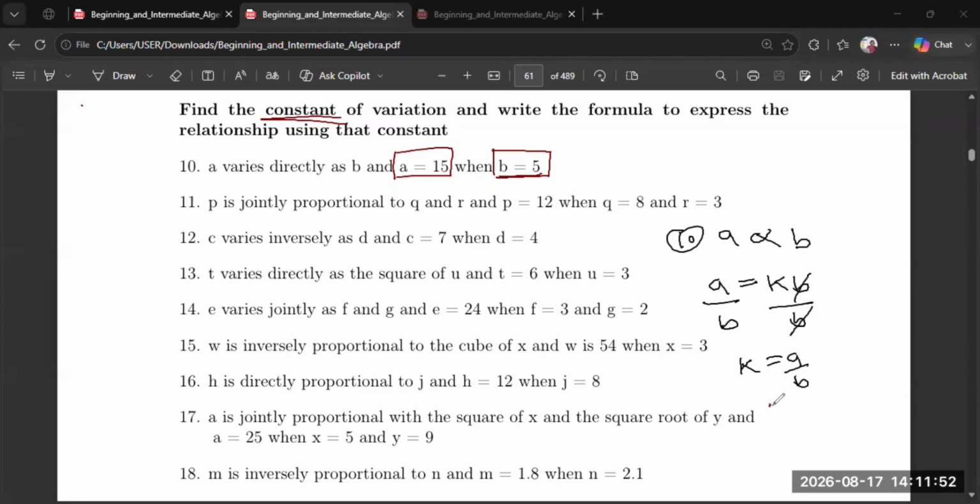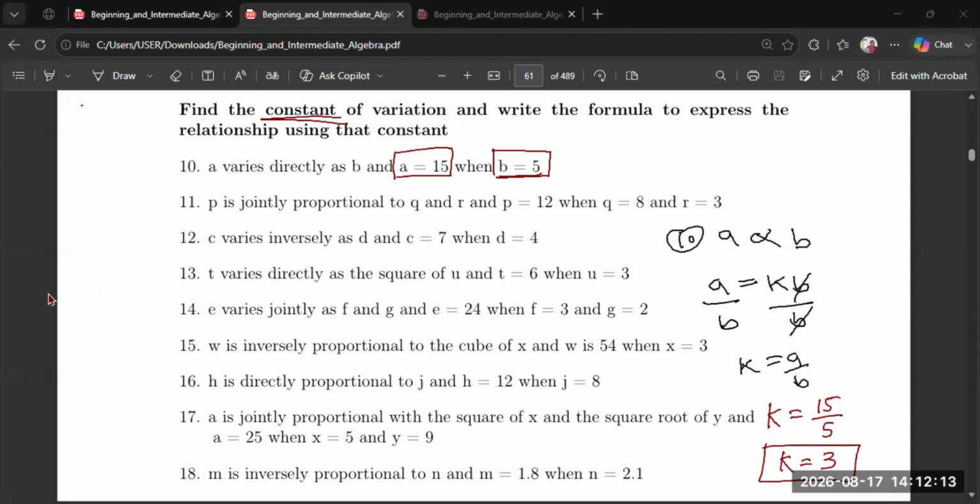All right. In continuation to this, you just want to plug in the values of A and B. So you have K is equal to A is 15 and B is 5. So you have 15 over 5, and that will be equal to 3. So the value of K is 3. So that's pretty much how to solve question 10.